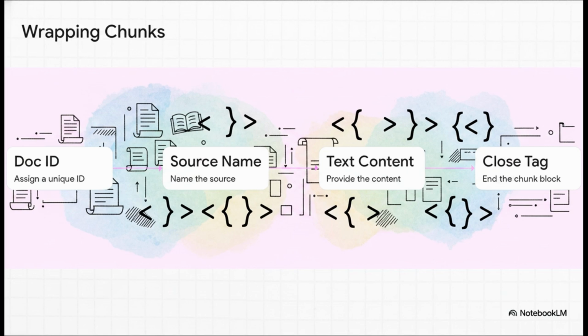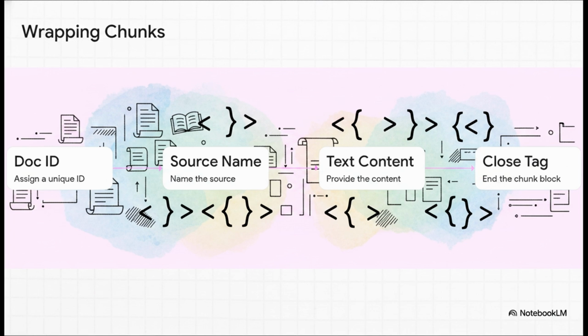Just wrap each chunk in an XML style tag with an ID and a source. You want to give it something like doc ID 1, source employee handbook, page 12. Then insert the actual text, then close the tag. Next chunk, doc ID 2, source policy PDF, page 3, then the text. See what we did there? Now the model can easily tell them apart. It knows exactly where each piece of information originated. And crucially, when you ask it to cite its sources, it actually can.